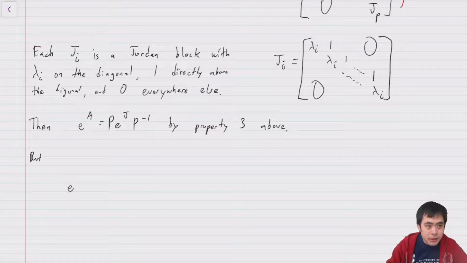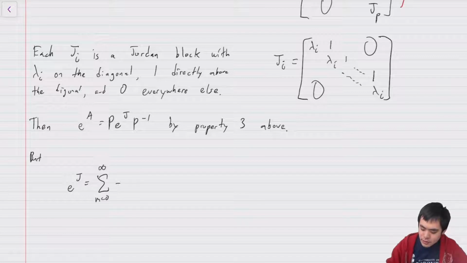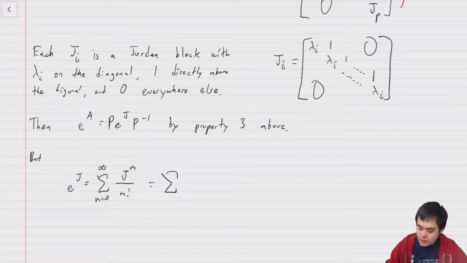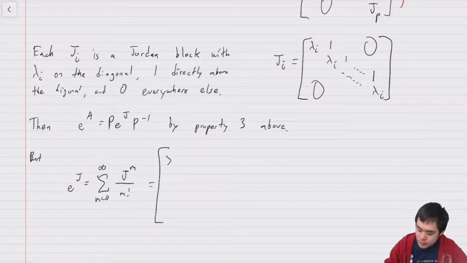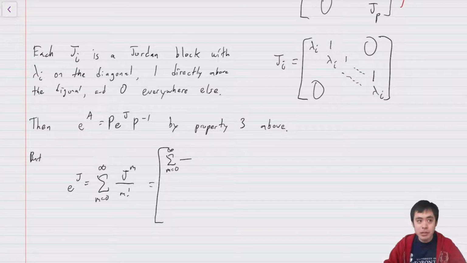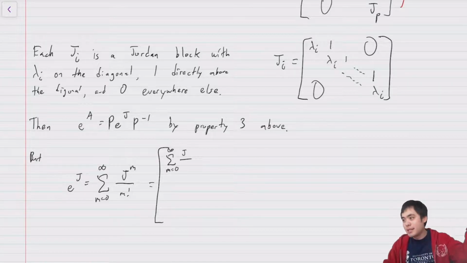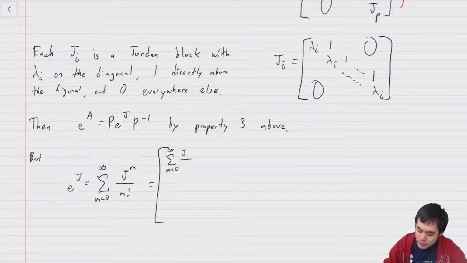But note that e to the J is going to be equal to the sum as m goes from 0 to infinity of J to the m over m factorial. We can move the sum into the matrices again. Here this is a block diagonal matrix, and we're taking advantage of the fact that a block diagonal matrix to a power is just the power of all the individual blocks, still in the same block diagonal shape. So J1 to the m over m factorial, and so on.